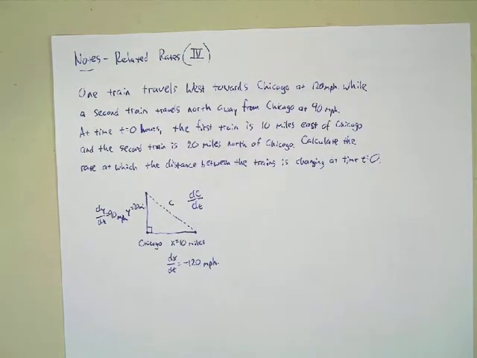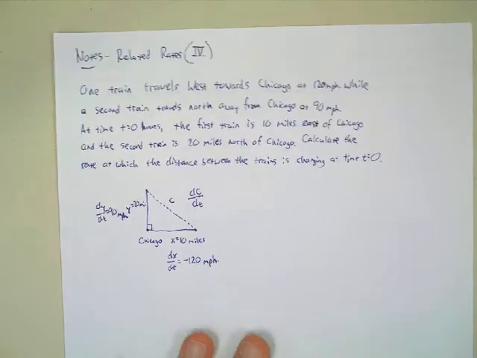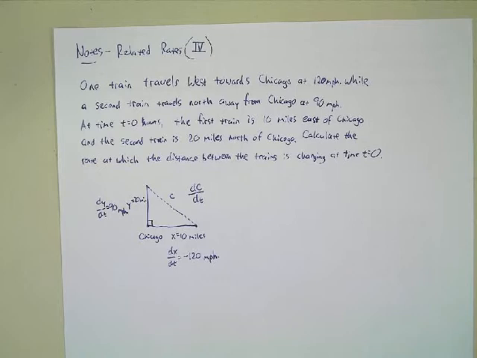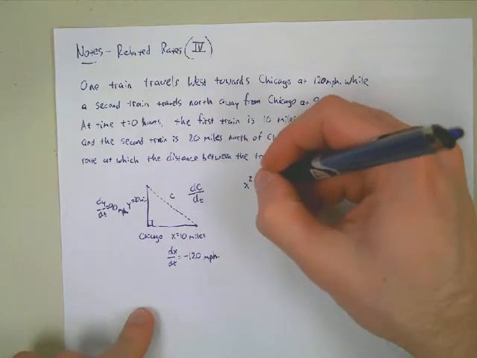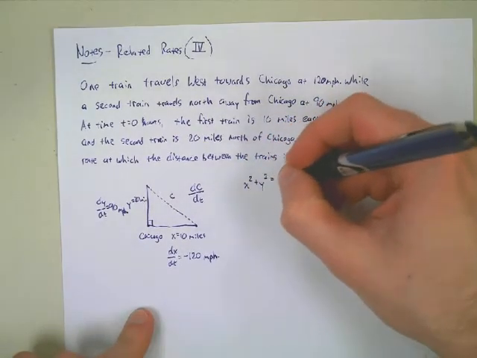Okay. So what are we going to use to relate all this information together? What thing do we have in math? What's the thing we could use to relate all these pieces? Pythagorean theorem. Okay, a squared plus b squared equals c squared. In this case, we'll say x squared plus y squared equals c squared.